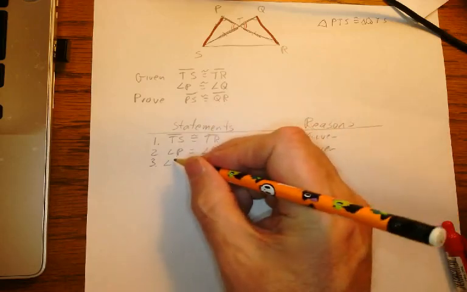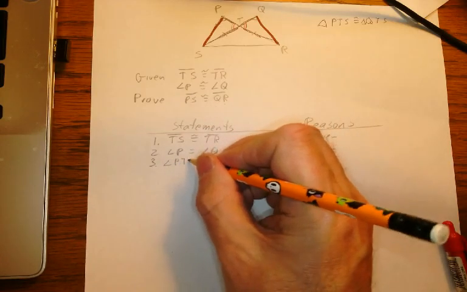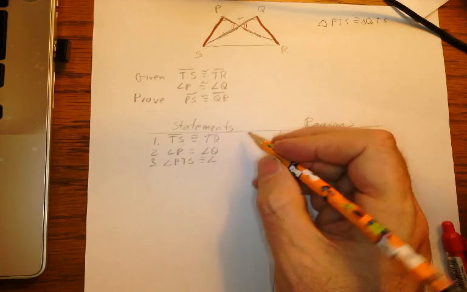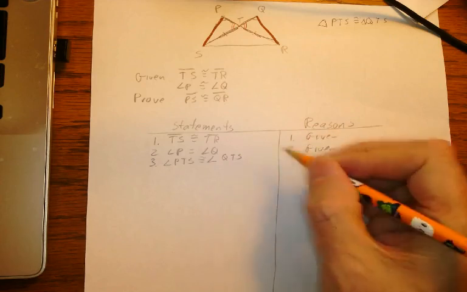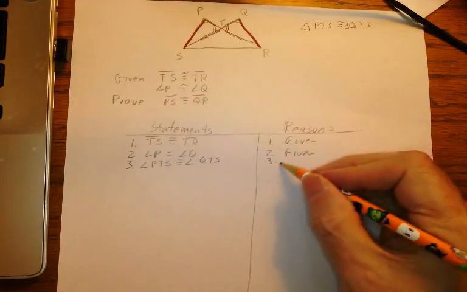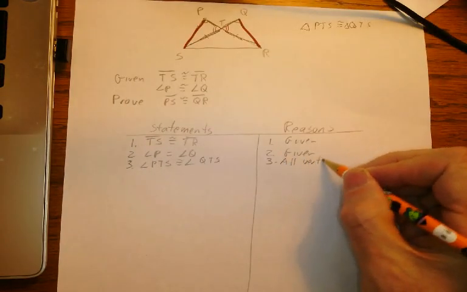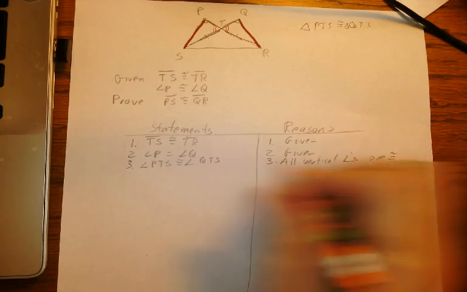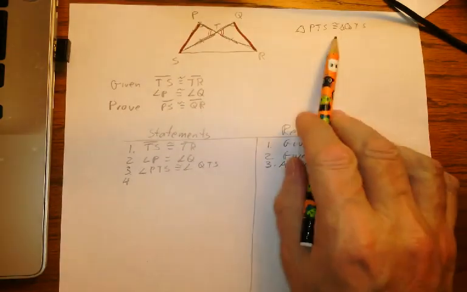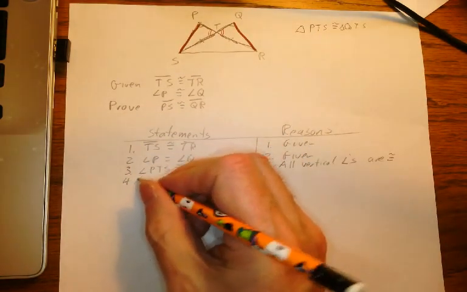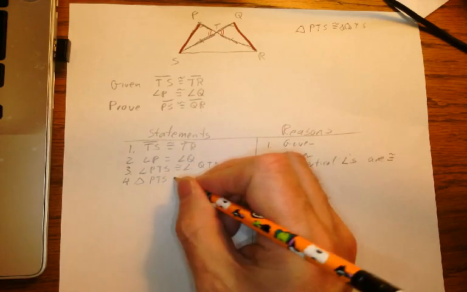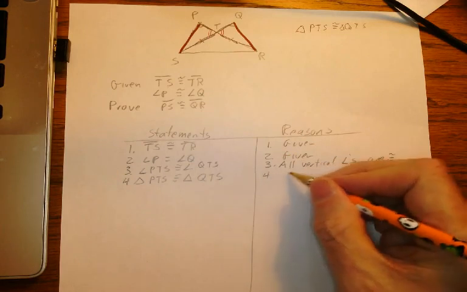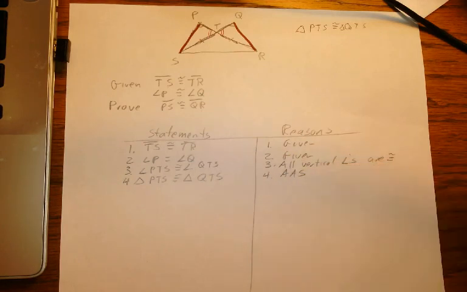And that's going to be angle PTS is congruent to angle QTS. And that's because all vertical angles are congruent. That's enough to prove these two triangles congruent. So now I'm going to do triangle PTS congruent to triangle QTS, and that reason was angle, angle, side.